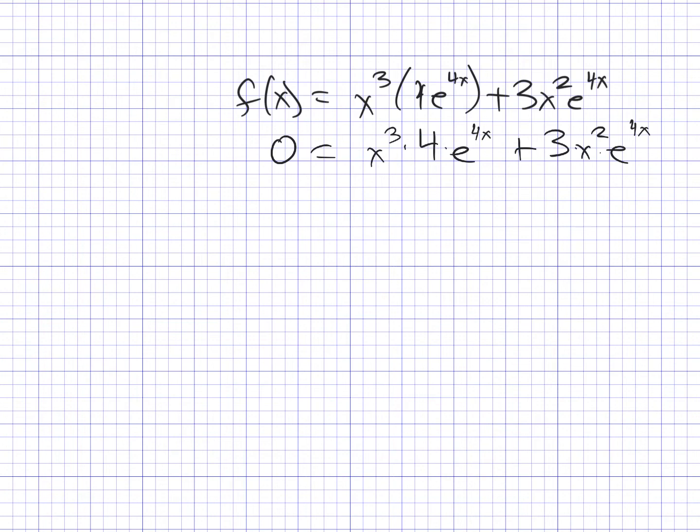Okay, so there's a multiplication and then a plus sign between them. So there are 2 terms up there. What is common in the 2 terms? It's not a difference of squares, so can we factor anything out of those 2? You can take an x squared out of both of them, and e to the 4x out of both of them. And what do you have left? 4x plus 3.